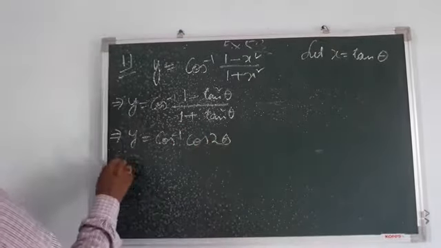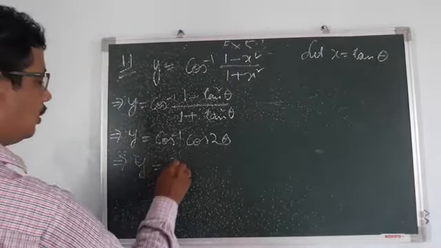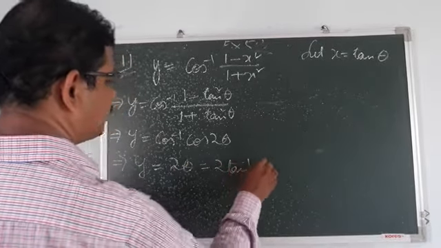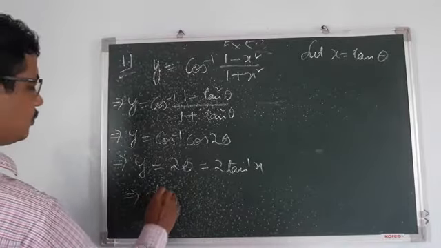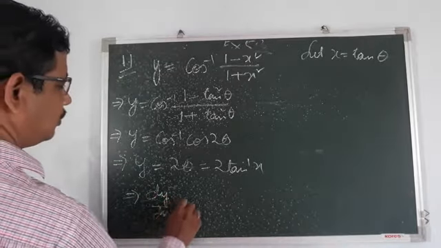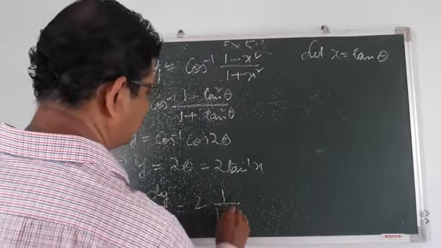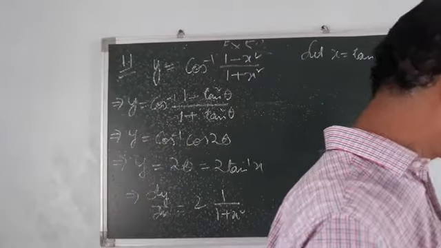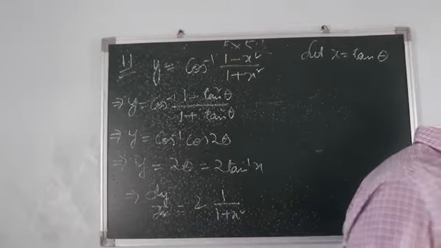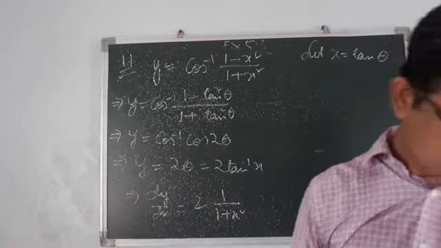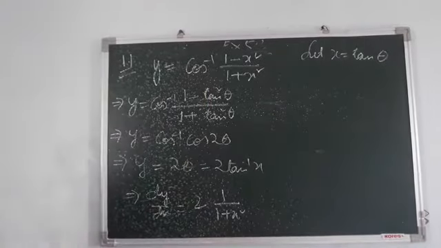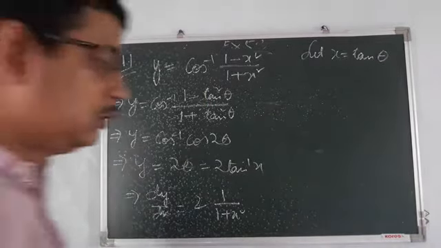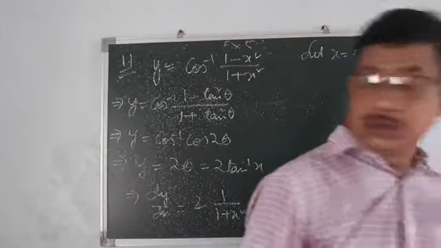Then cos and cos inverse will cancel each other. We will get 2 theta, that is 2 tan inverse x. Similar type. So dy dx will be 2 times 1 by 1 plus x square. This is our question number 11. Now question number 12. We will do question number 12.